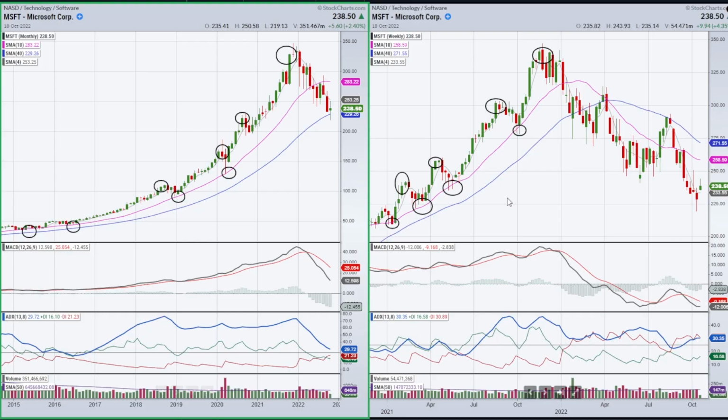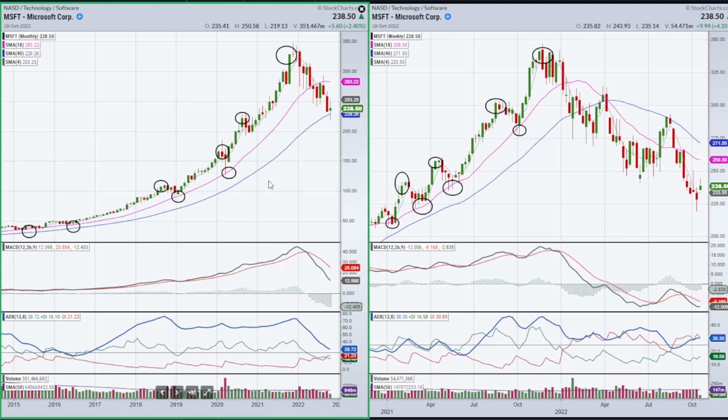I've got Microsoft up with a monthly on the left and a weekly on the right. And I've circled some spots here because I want to point out where I think you can use this moving average complex. The 18 and the 40 is what I use. You can use a 20 and a 40, no problem. And also look at the supporting evidence of the momentum.